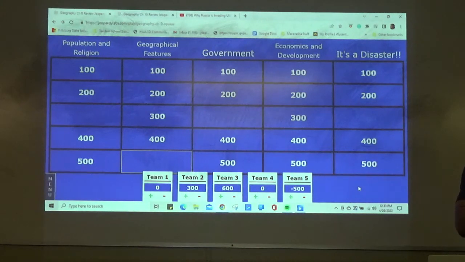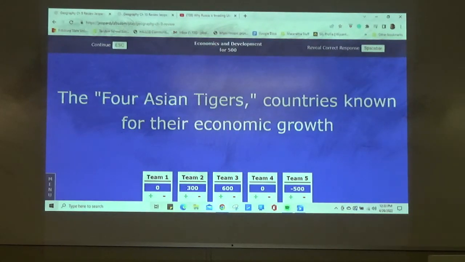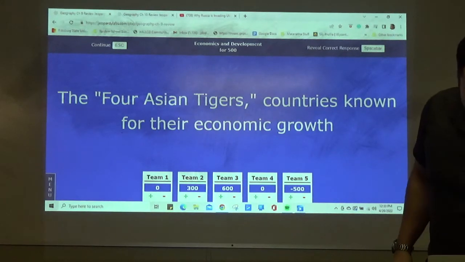Alrighty. Let's see. Mix it up a little bit. Team 1, we'll let y'all have a pick. Economics and development 500. Okay. The 4 Asian tigers, countries known for their economic growth. So this is the 4 Asian tigers. Yes. Alright, so Hong Kong, Singapore, South Korea, and Taiwan.